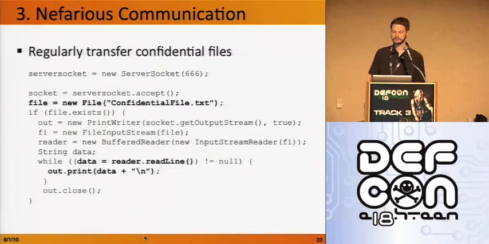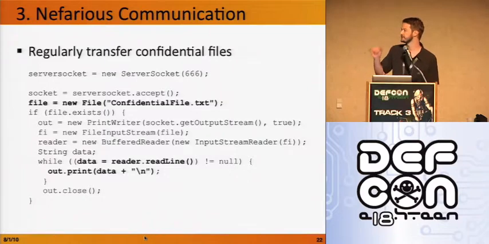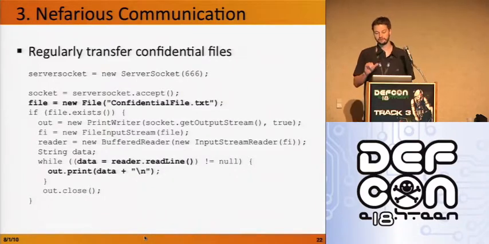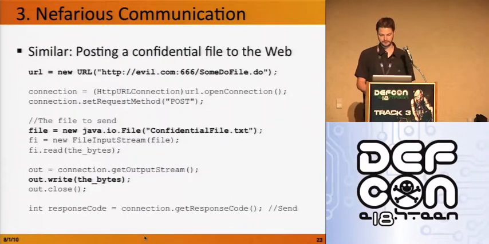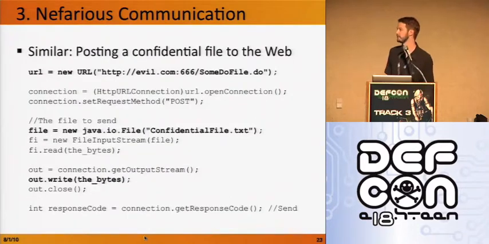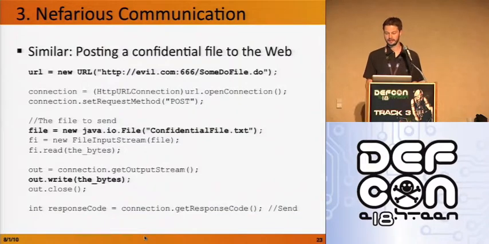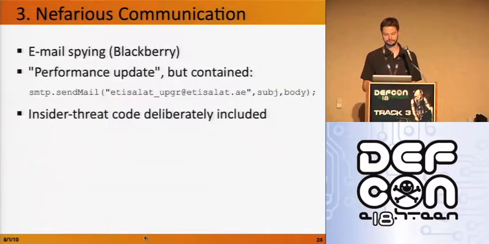A couple of examples over here. This is about creating a new socket, and they were monitoring one specific file. I've changed it to confidential file. So they were monitoring one specific file, and if that file changed, it created a new socket on port 666, and it transferred the whole file out of the organization. This is a very similar one. It's pretty much the same, but instead of opening a socket, over here it's posted to an evil website. Again, you can monitor the file and transfer it out, or you can manually poke it.